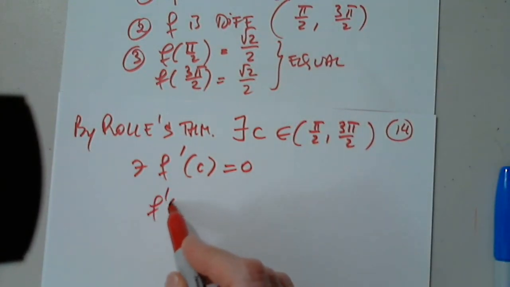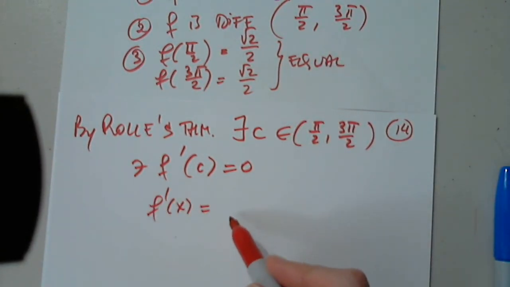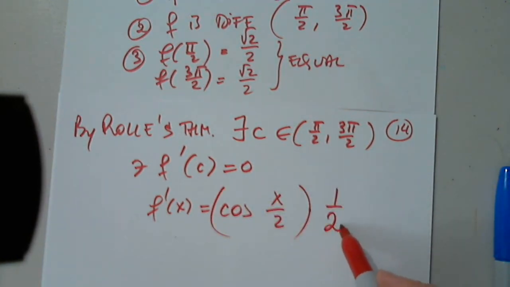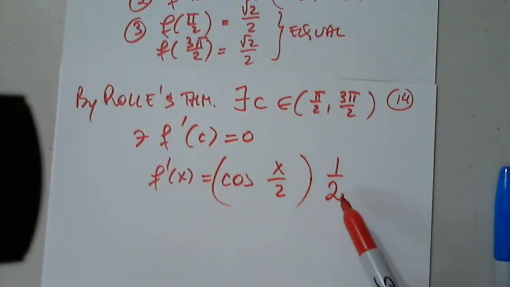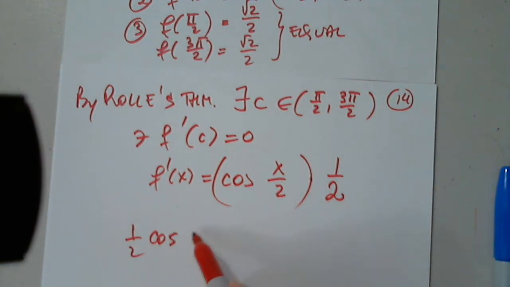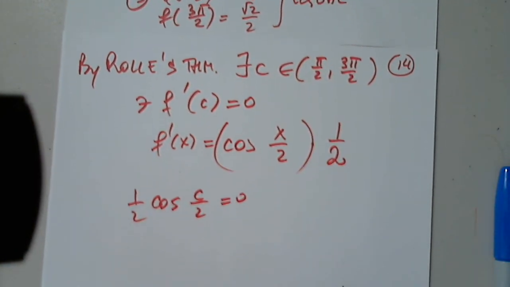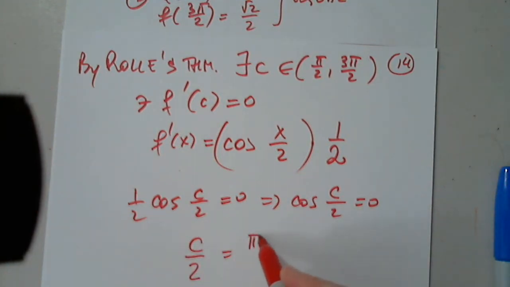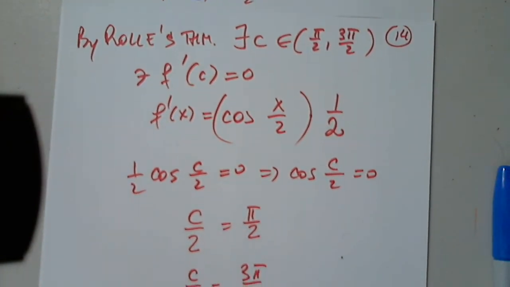First, I have to find f prime of x, which is cosine x over 2 times the inner function prime. And I set this equal to 0, so the 1/2 in front doesn't matter. So cosine C over 2 equals 0. And cosine is 0 when C over 2 is pi over 2, or C over 2 equals 3 pi over 2. From here, I have C equals pi, and from here I have C equals 3 pi.